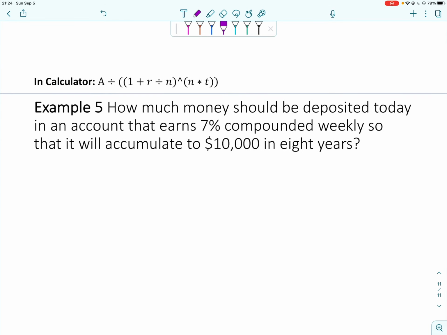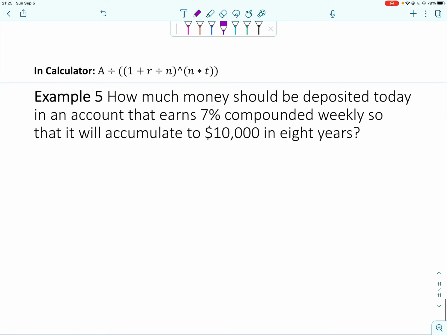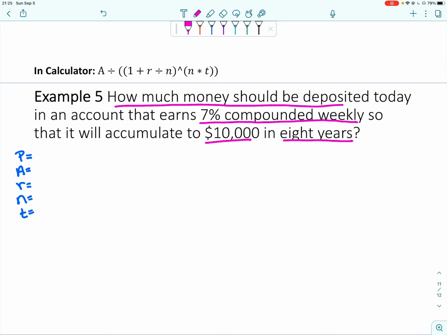So how much money do you need to deposit today in an account that earns 7% compounded weekly so that it will accumulate $10,000 in 8 years? So we're going to put this in an account that earns 7% compounded weekly, and we need to have $10,000 in 8 years. And we want to know how much should we deposit today. So that's the principal.